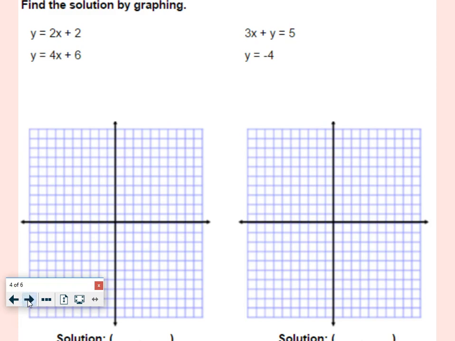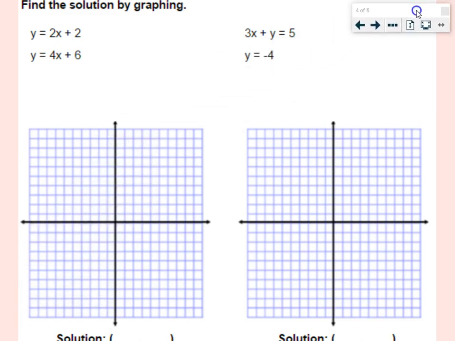Find the solution by graphing. Find the ordered pair where those two lines meet. That's really what the solution is. It's where the two lines cross each other. So you need to graph both of these.